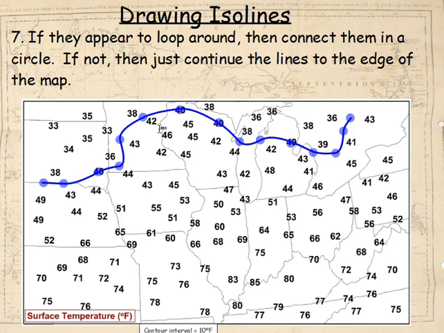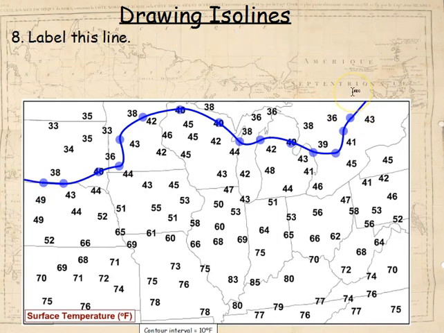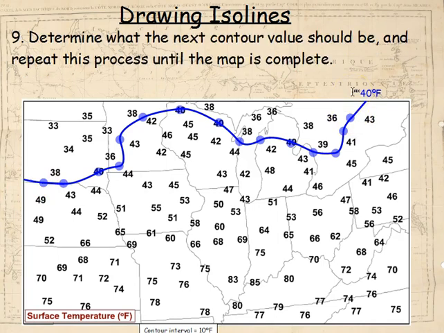If the line appears to loop around or make a circle, then connect them in a circle. If not, just continue the lines to the edge of the map. So we want to make sure that we have a clear division. So we have the edge of the field or our map right here. So you're going to draw this to the end and this to the end. You're going to label it with units. You can see we label it as 40 degrees Fahrenheit.